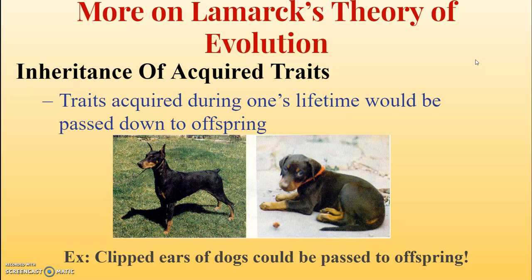So he also believes that there is the inheritance of those acquired traits. So traits that were acquired during one's lifetime can then be passed down to offspring. And so an example that supports that theory is that with dogs, whenever you clip their ears, the clipping of the ears would mean that this original dog, if you clipped it, would end up with floppy ears. They're saying that that could be passed down to the offspring. So the offspring wouldn't need its ears clipped because they're already floppy ears. And so this is his theory of inheritance of acquired traits.